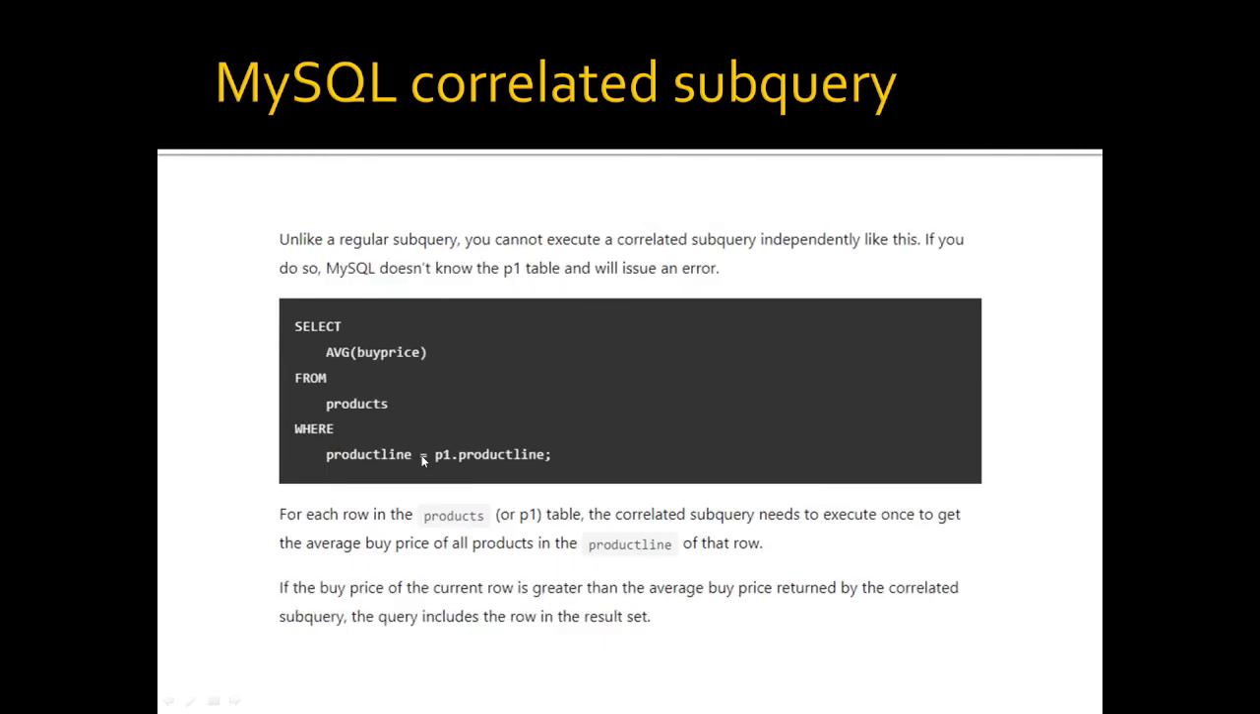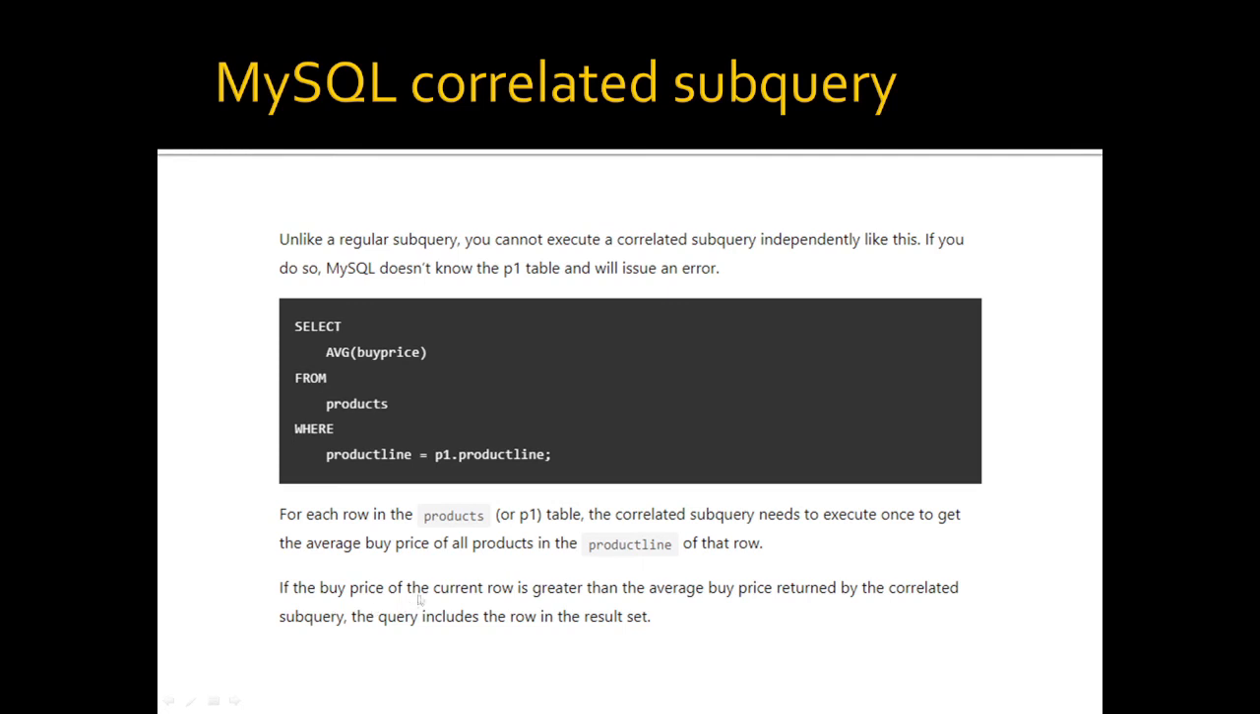So again, unlike a regular subquery, you cannot execute a correlated subquery independently like this. If you do so, MySQL doesn't know the P1 table and will issue an error. So in this case, for each row in the products or P1 table, the correlated subquery needs to execute once to get the average buy price of all products in the product line of that row.